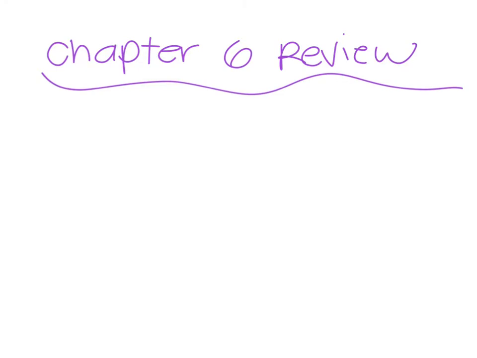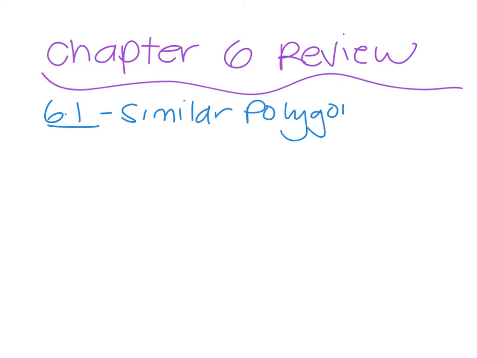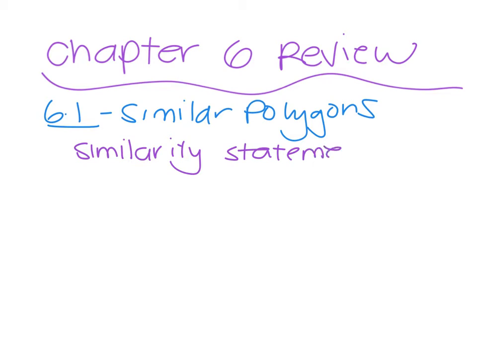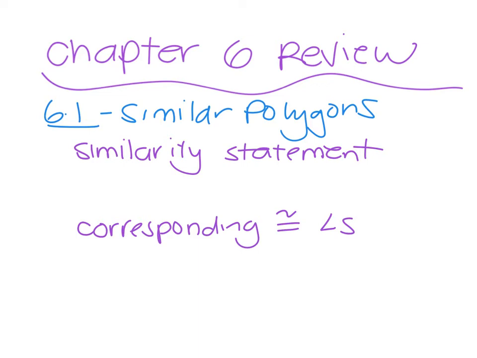All right, so the test is on chapter 6. It starts with 6.1, which was similar polygons. And in this section, you have to know, obviously, the definition of a polygon. But what is a similarity statement? List the corresponding angles that are congruent. God bless you. Actually, let me put it in the order of the words that are on your statement of proportionality.